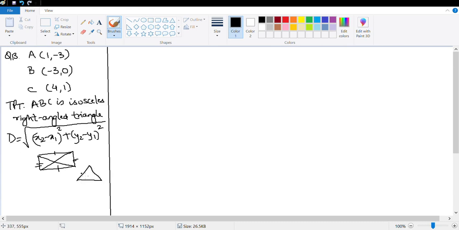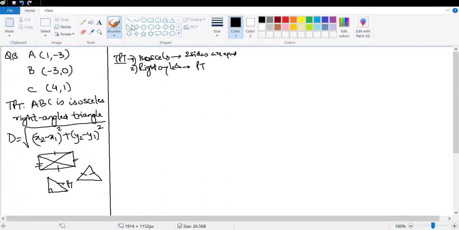Similarly, we can do it for an isosceles triangle, and for a right angle triangle by applying Pythagoras theorem. So now let's look at question number 13. Question number 13 is: prove that the points A, B and C are the vertices of an isosceles right angle triangle. So we need to prove two things. One, that this is isosceles, and two, that this is a right angle triangle. Isosceles we'll prove using two sides are equal, and right angle triangle we'll prove using Pythagoras theorem.